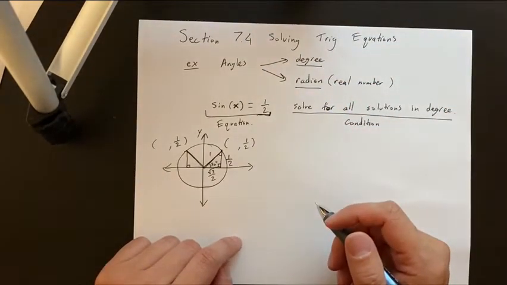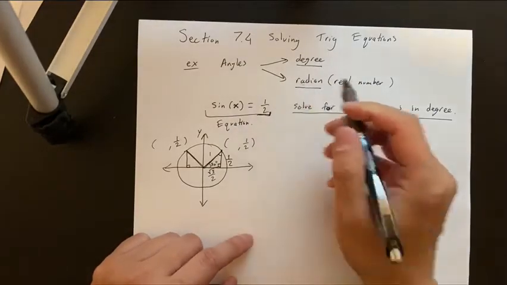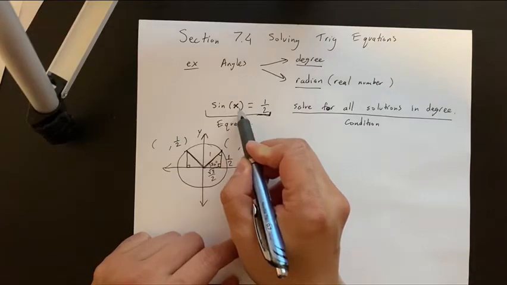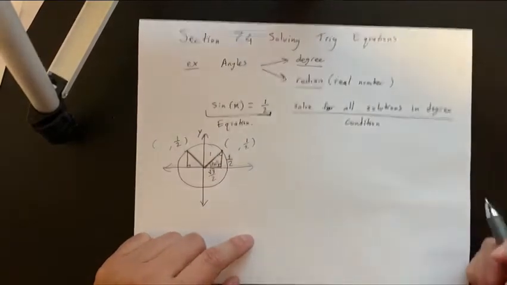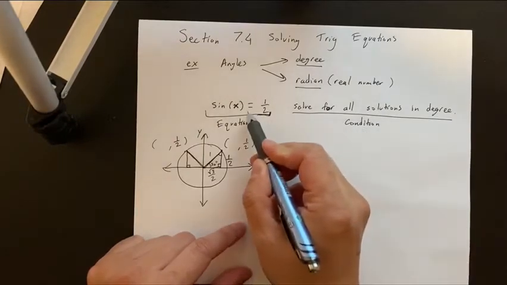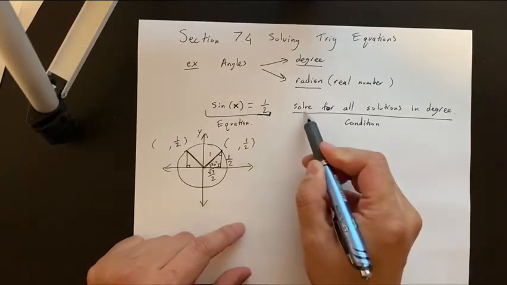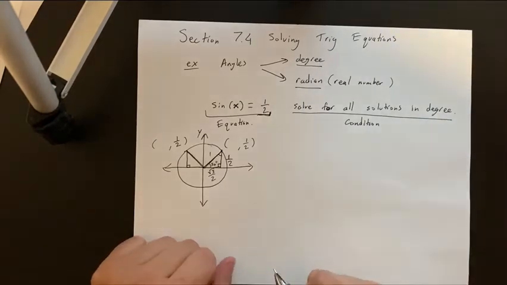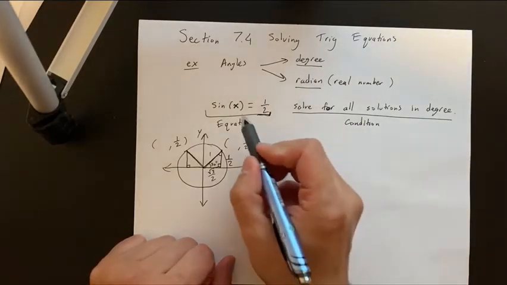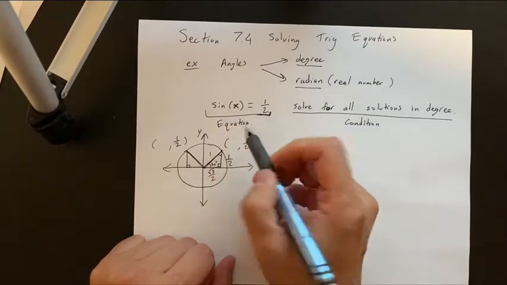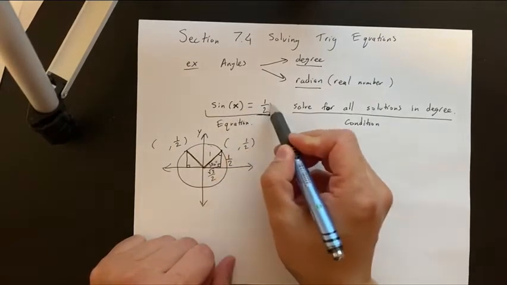Okay. All right, and here it is, our very first example. The equation is sine of x is equal to 1/2. It's a very basic equation, and the condition for solving this equation is that we want to solve for all solutions in degrees. That means I want to solve for all x values such that when I plug into this equation, sine of that x value will equal 1/2.